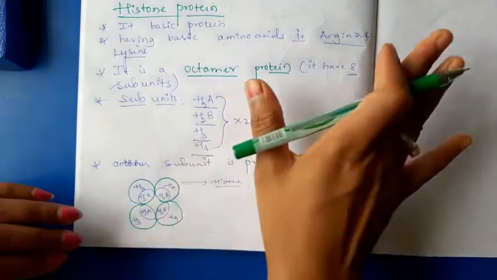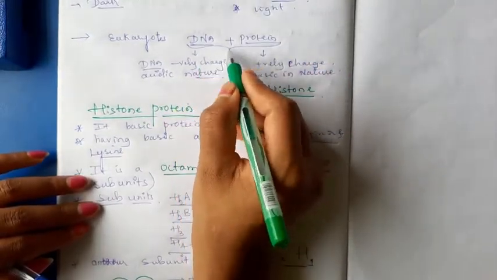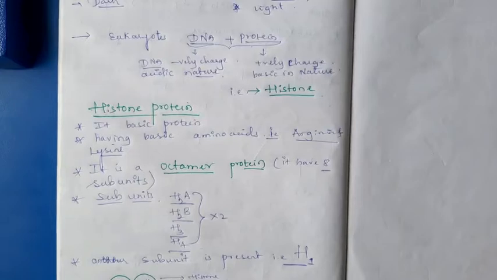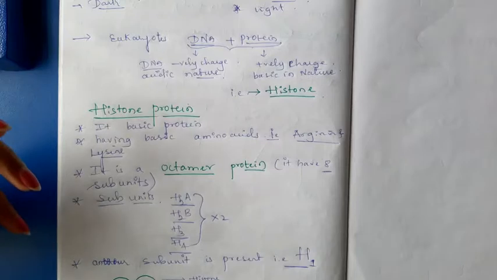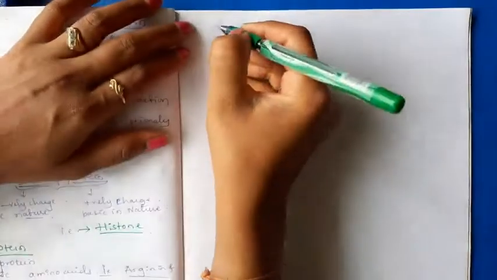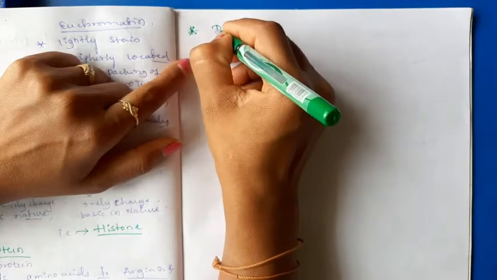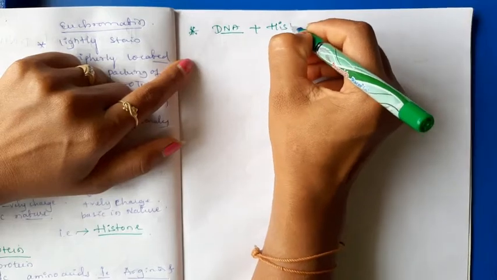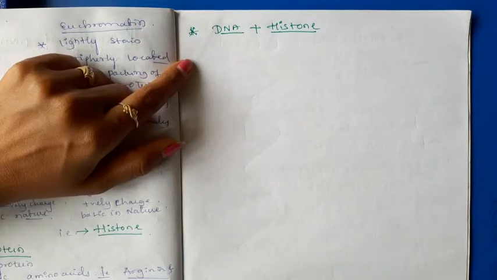I told that in the case of eukaryotic cells, the DNA always binds with the protein through positive and negative interaction, or acidic and basic interaction. You know that opposite interaction is very strong. Here I told the structure of the protein. Now we can discuss DNA plus histone. DNA binds with the histone.